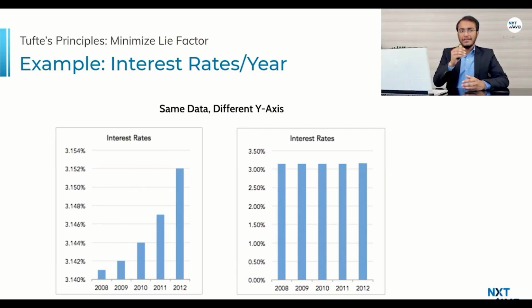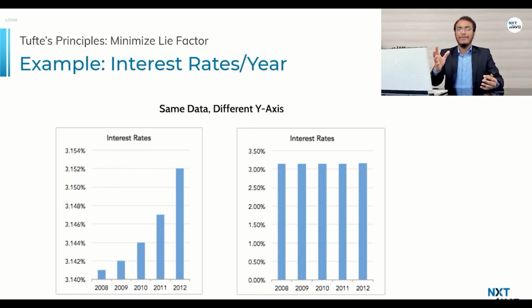If you look at the y-axis on the graph on the left side, you can see that the numbers are 3.14, 3.142, 3.144. That means the interest rates are not really changing much. A change from 3.14 to 3.142 is a very small change. It's a change of 0.002%. Now that is not a very huge increase in the interest rate, but the visualization on the left side gives us an impression that the interest rates are increasing exponentially over a period of time.